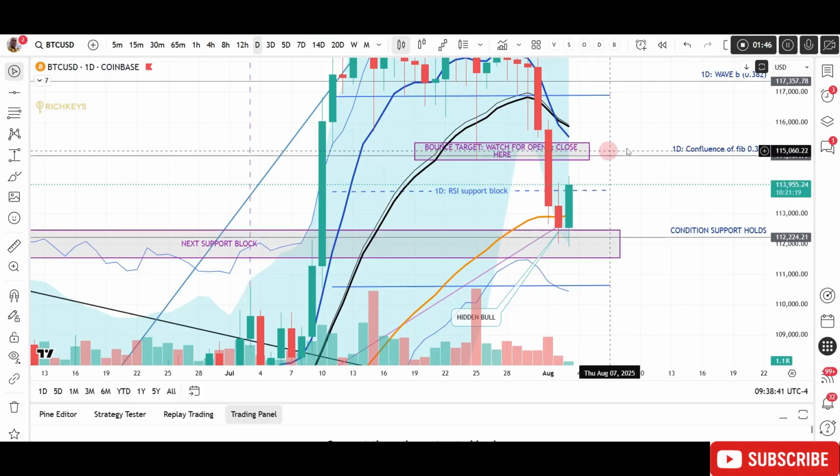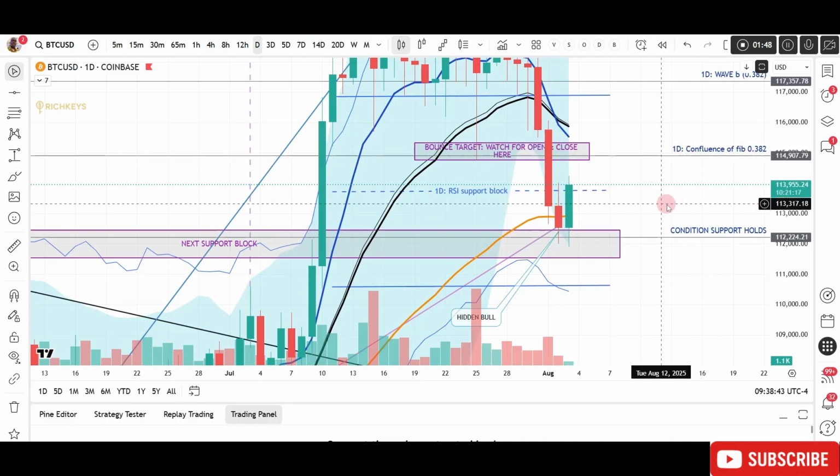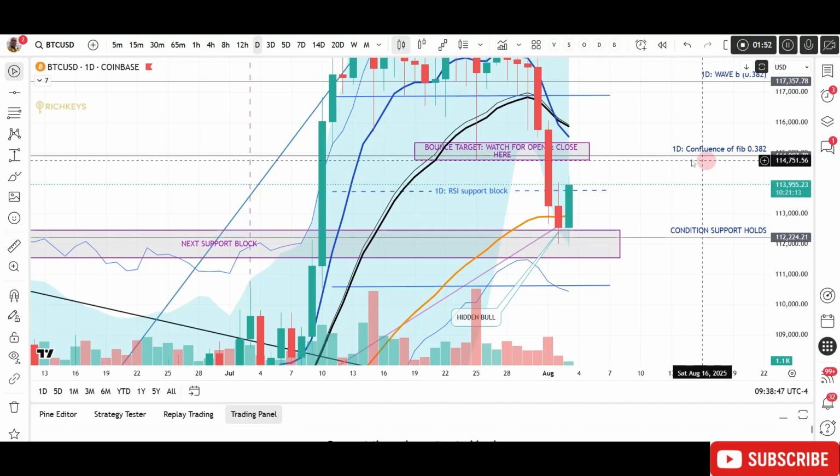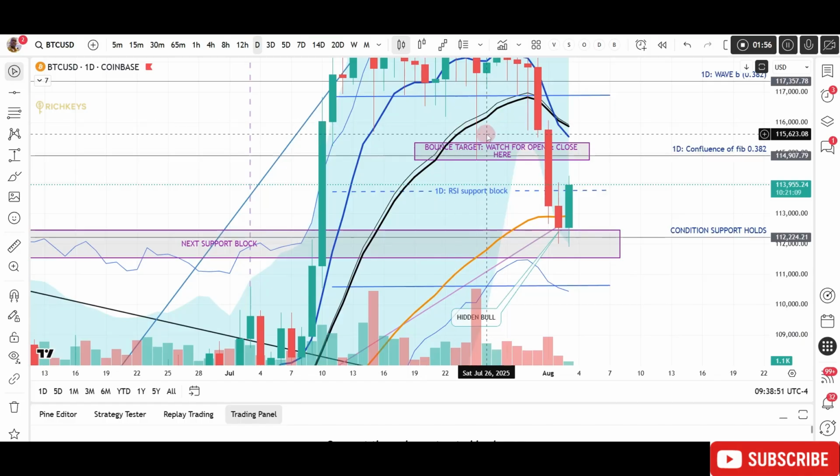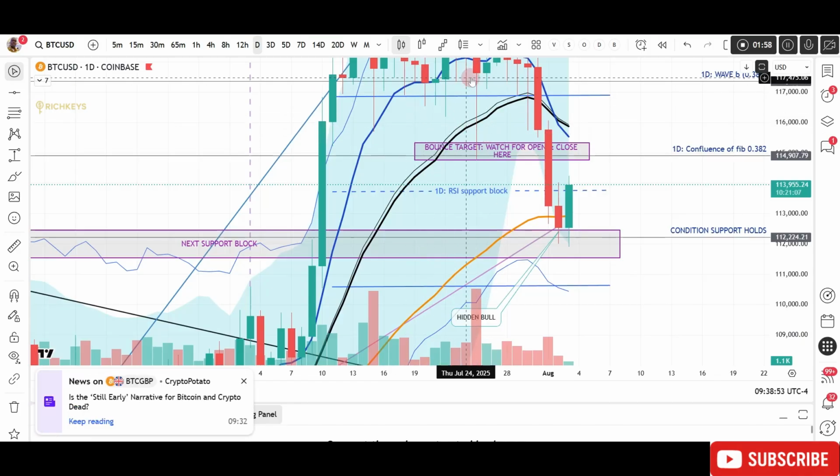Again, this area is a confluence of the Fibonacci level of 0.382. It's also the previous support at the time that this consolidation was happening. So I'm expecting that this place would hold price and push price further down.